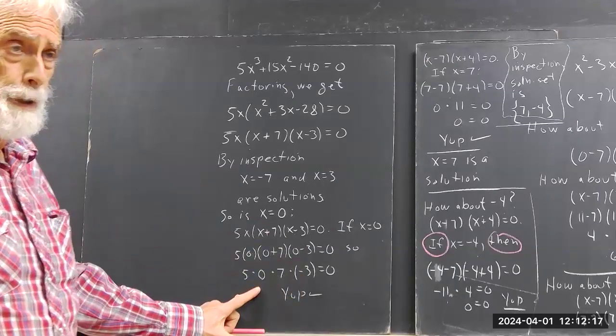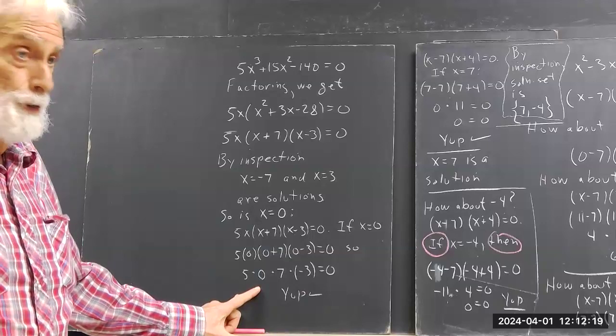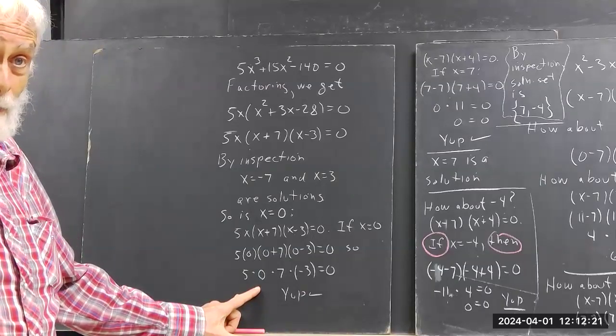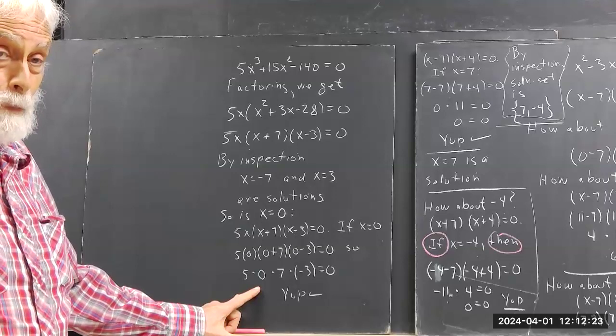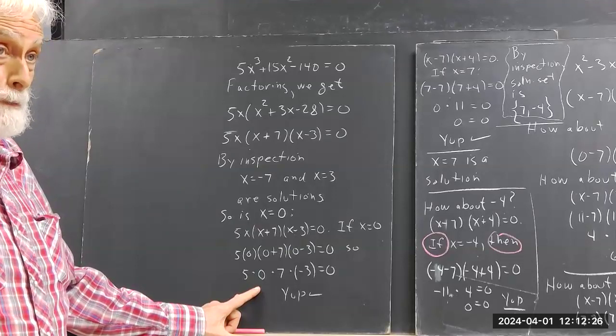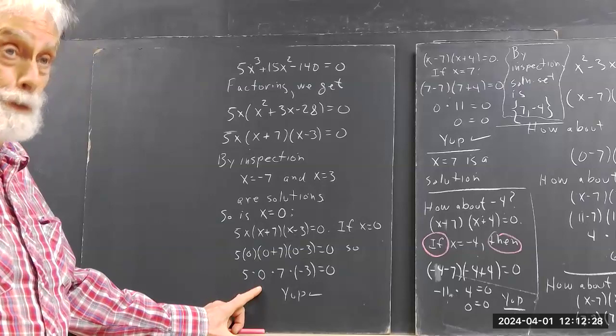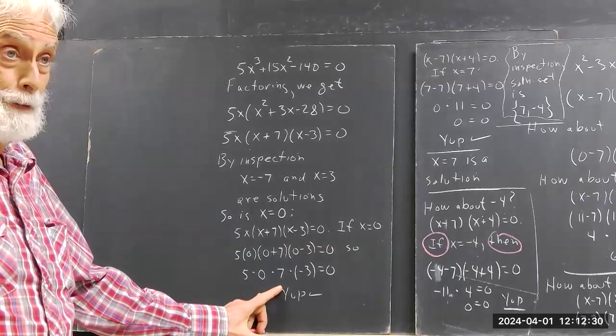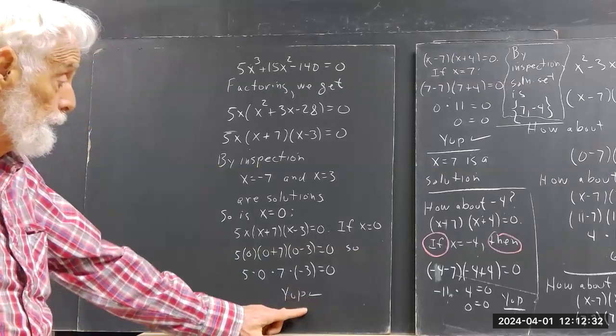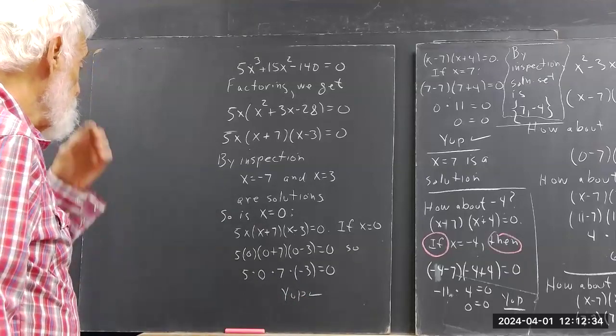Well, as soon as you multiply by 0, you're just multiplying by 0 until you're done, right? Got one 0 in there, it's all going to be 0. 5 times 0 is 0. 0 times 7 is 0. 0 times -3 is 0. There's a solution.